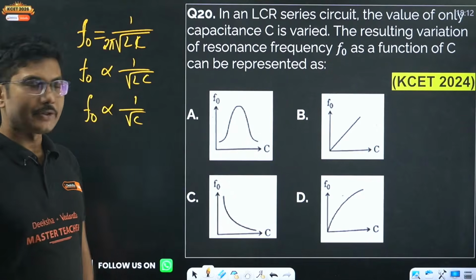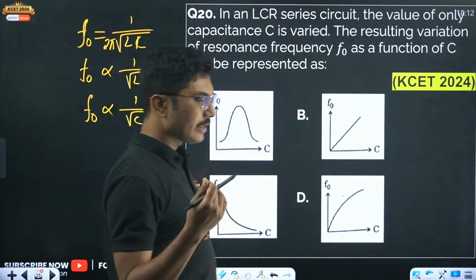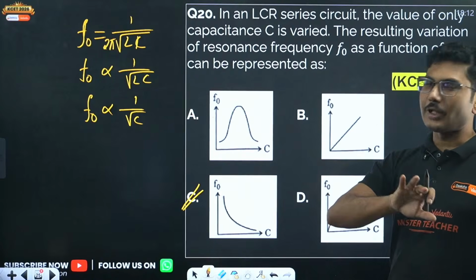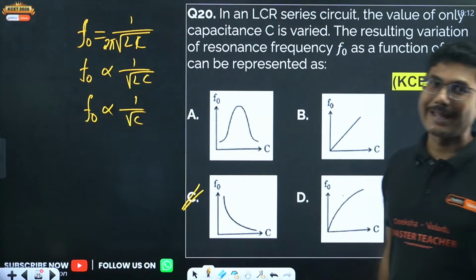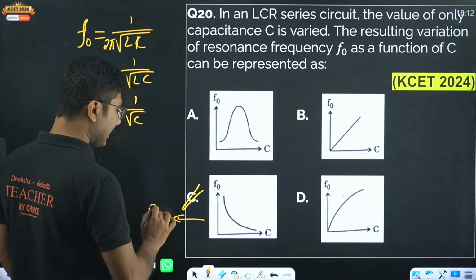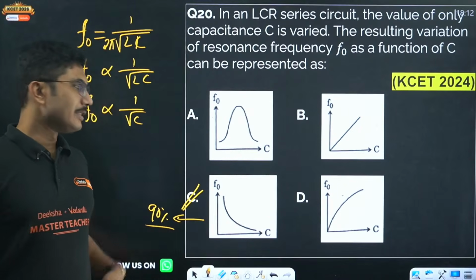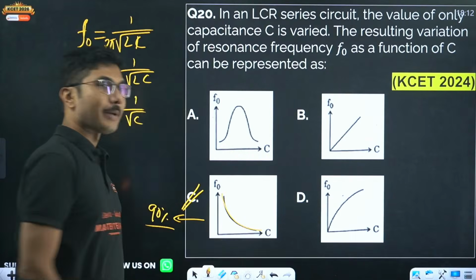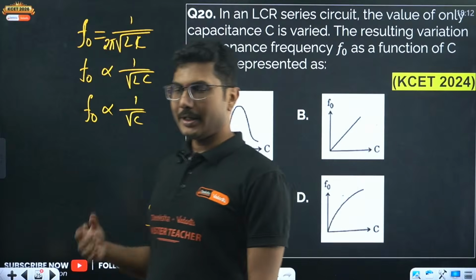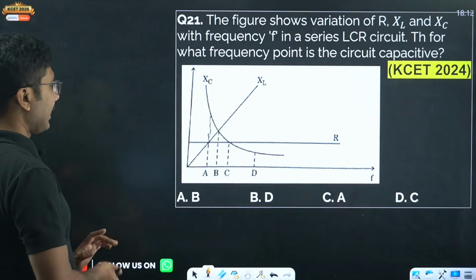Only one graph represents inverse proportionality, which is this one. And I always tell you that the favorite pattern in KCET is this. If you don't know the answer and you want to guess, this should be your guess. Remember that, but you have a chance of only 90% of getting it correct, because 90% of the time this hyperbolic pattern is the correct answer. There are 10% cases where other options can also be correct, but in 90% of cases this is the correct option. Okay, now next question.